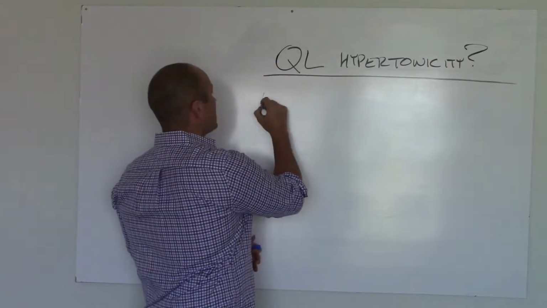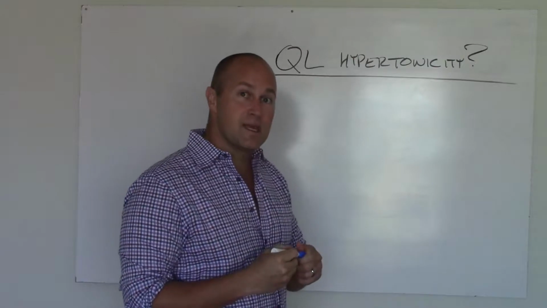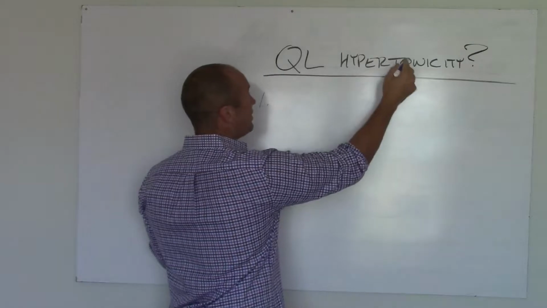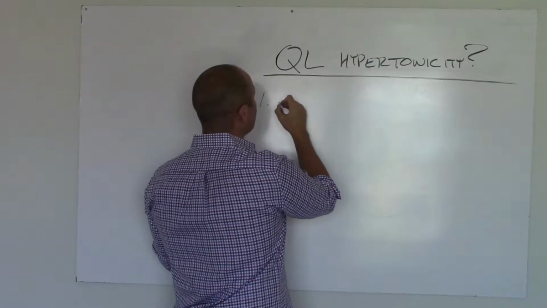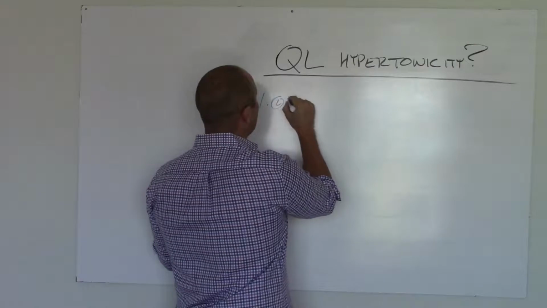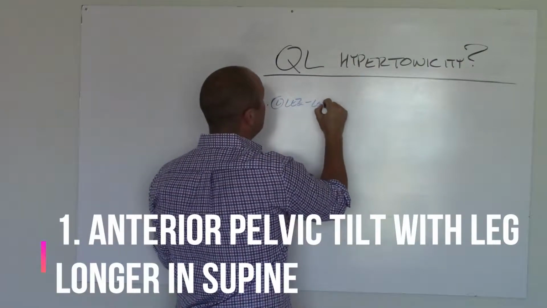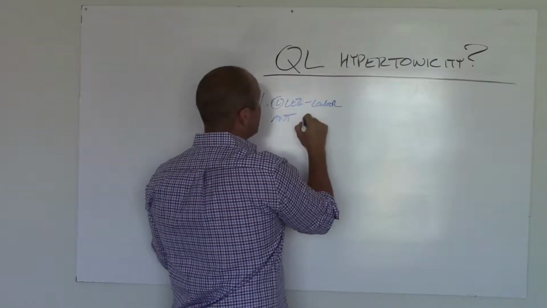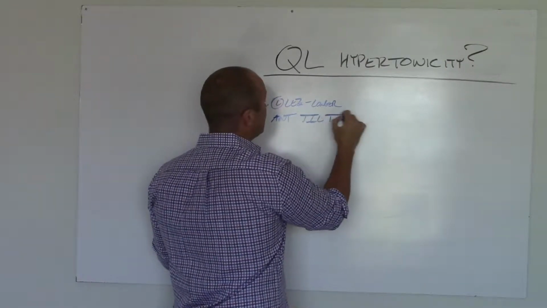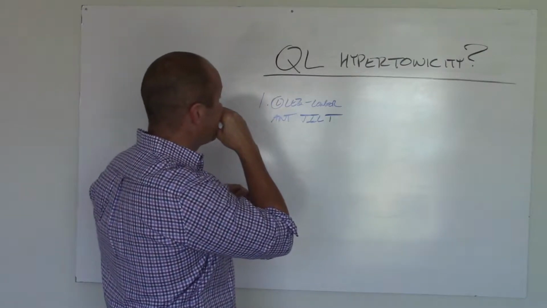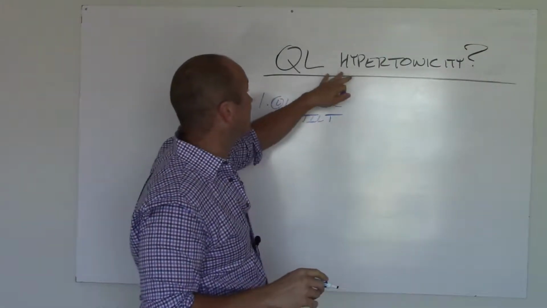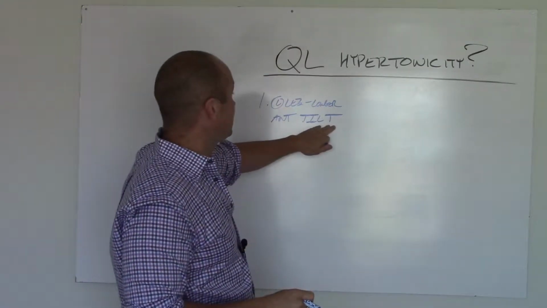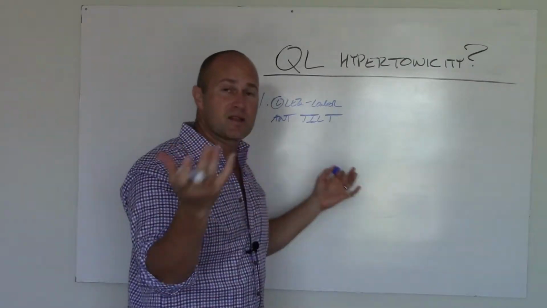Okay, so one of the causes that I see in the clinic: you see QL hypertonicity, say it's on the left side, and the left leg is longer in supine, and you're going along with the anterior pelvic tilt theory. So I'm doing an eval. I can touch the left QL. In supine, the left leg presents longer, and I believe that they're in an anterior pelvic tilt. Okay, so that's a reasonable theory.